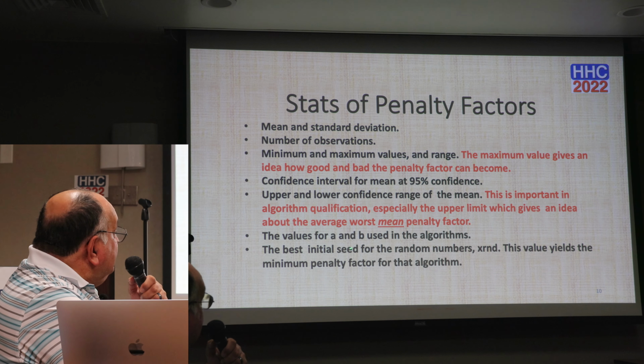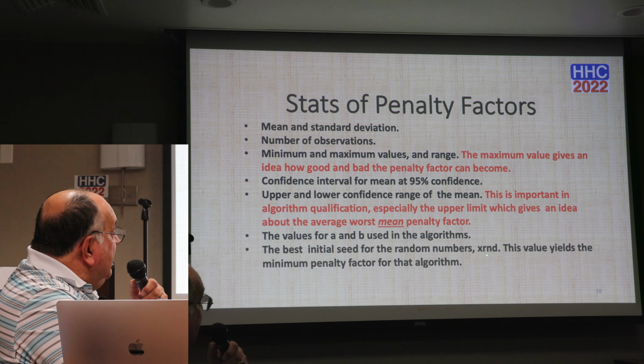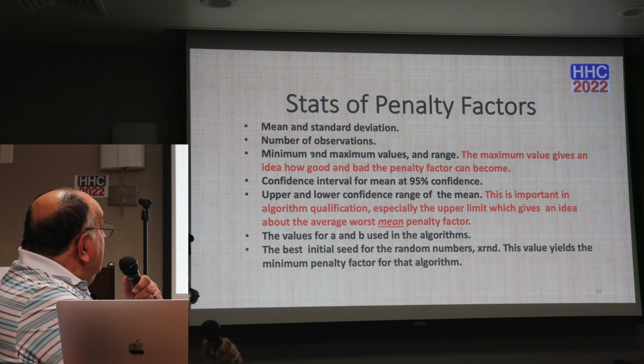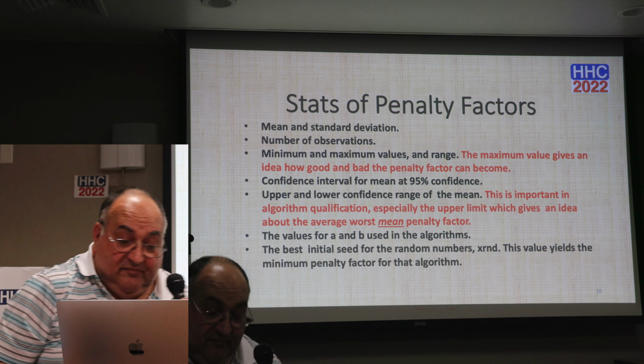Of course, I also get results for the A and B used in the algorithm, and the best seed for the random numbers, XR and D, I call it that. This value will give me the minimum penalty factor.